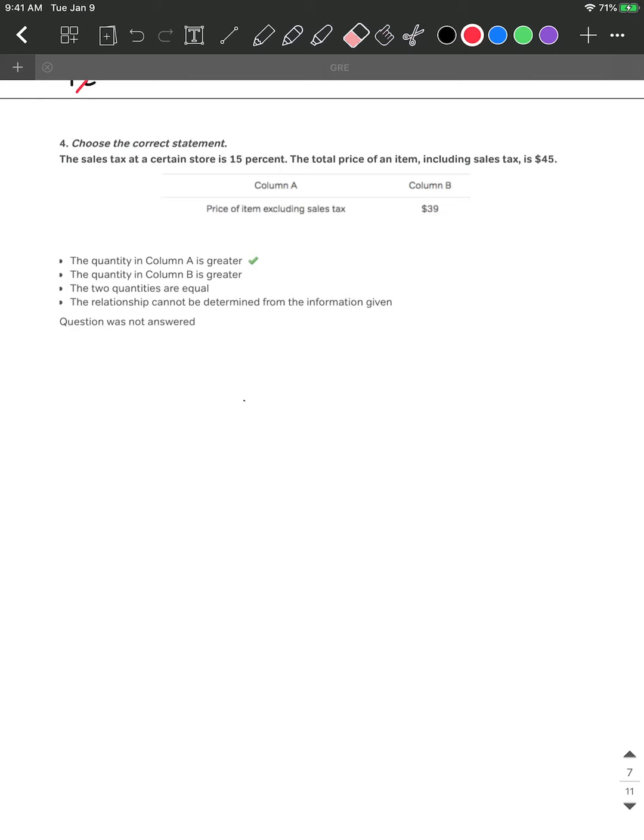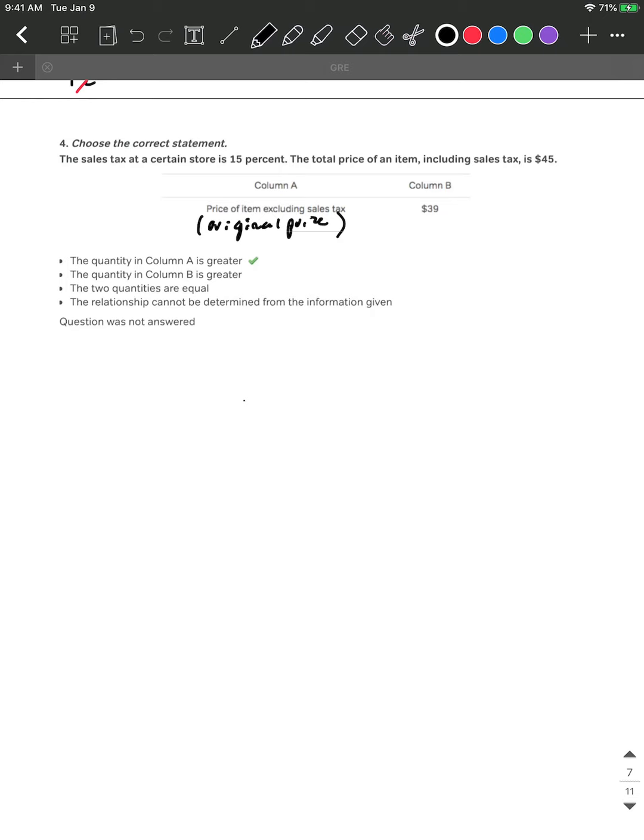We understand that the total price is $45 including sales tax. So we may want to look at how much the original price was, depending on what we're actually asking. Let's take a look. Column A is the price of the item excluding sales tax. Another way of stating this would be: what was the original price? The original price could be less than, greater than, or equal to $39. Or maybe we're not given sufficient information.